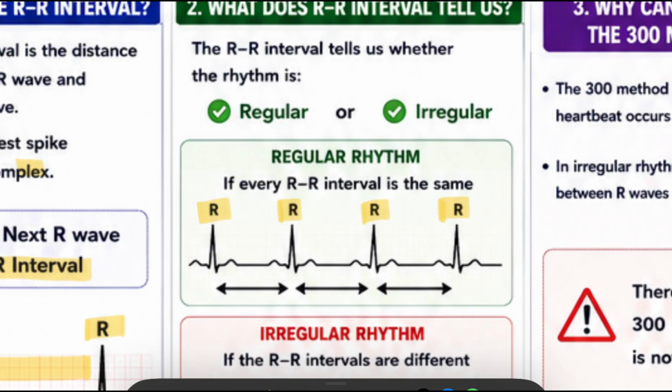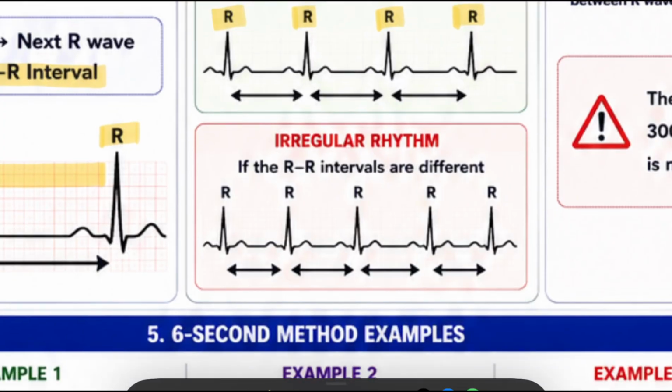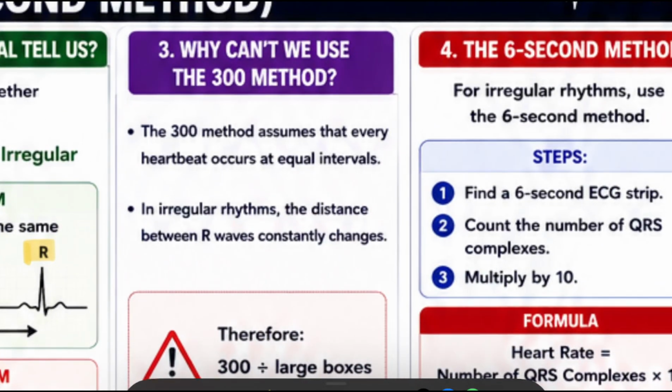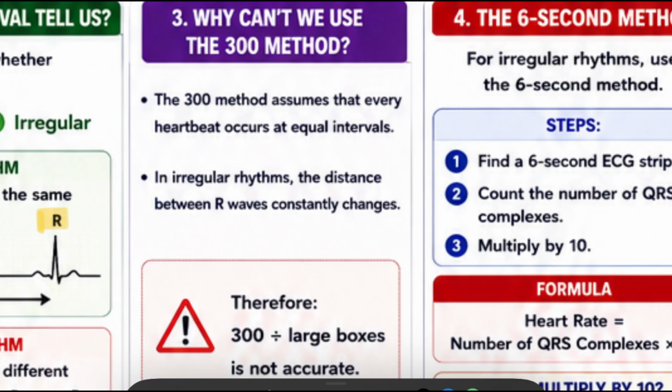In irregular rhythm, the R waves are unevenly spaced, more wide and less. For example, if the rhythm is irregular, the RR interval will be three large boxes, or sometimes five large boxes, or four large boxes, or two large boxes. That is irregular rhythm. Okay, why can't we use this 300 method?